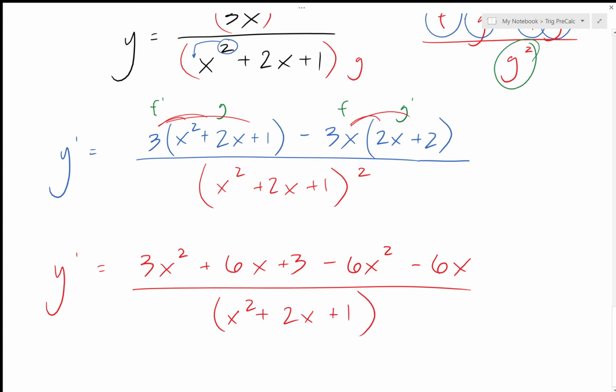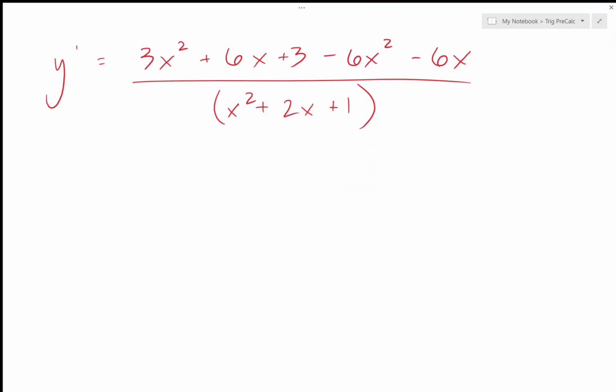That means write it twice. But it looks like we're just going to leave that alone for right now. You guys know how to do that. It's just not something we're going to work on right now. On top, we can combine like terms. A 3x squared minus a 6x squared gives me a negative 3x squared.